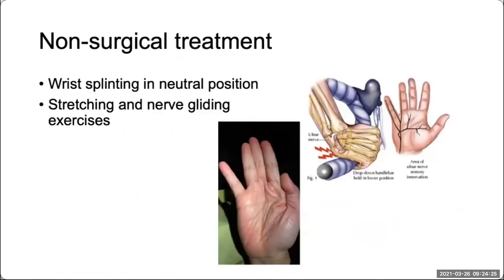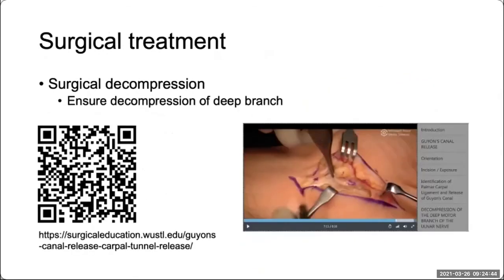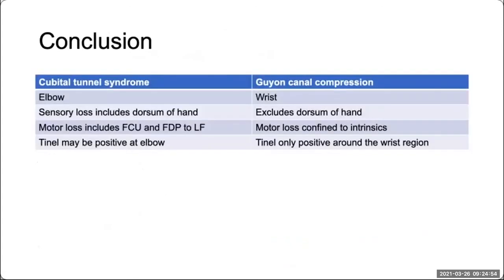Conservative treatment includes splinting of the wrist in neutral position together with stretching and nerve gliding exercises. The photo here shows a friend of mine who developed Guyon canal compression after prolonged road cycling. Her symptoms improved with just abstaining from cycling for a month. Many times, carpal tunnel release surgery is enough to improve symptoms of Guyon canal compression. However, when symptoms are not relieved, formal decompression of the canal is required.